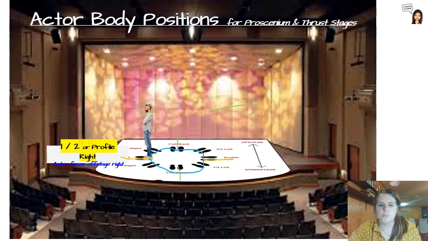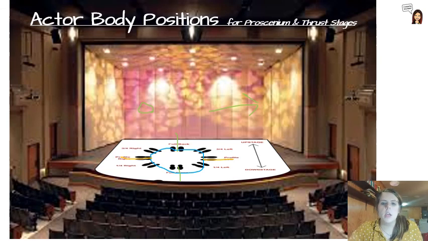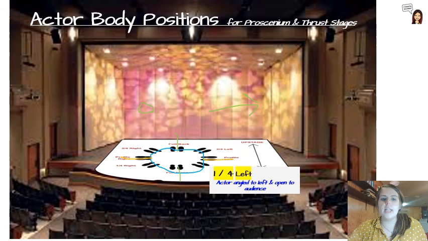Okay, all right, so we've talked about the halves, we've talked about the fulls, so let's break it down into fourths. We're going to start with quarter. A quarter left turn is in between a full turn and a half turn. The quarter left turn angles the actor to the left and still keeps them open to the audience, meaning their body is still open to the audience.